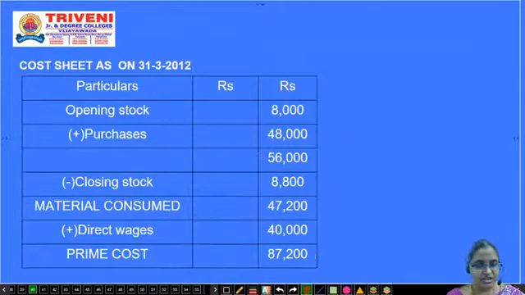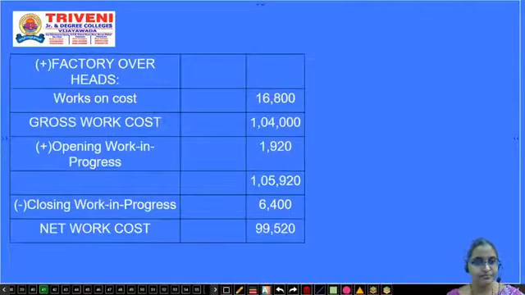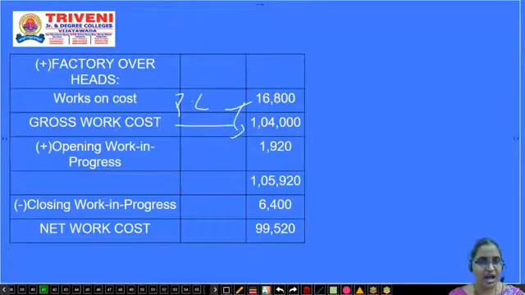The next continuation of the sum is factory overheads. In that you consider the point work on cost. In the sum, works on cost was given as 16,800. So 16,800 was added to the prime cost. Now you got the amount 1,04,000. 1,04,000 is named as gross work cost.